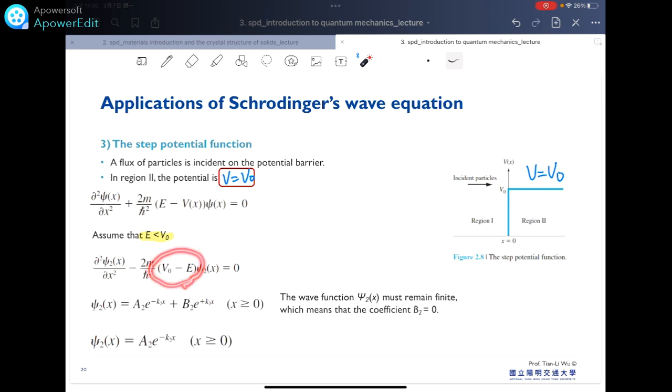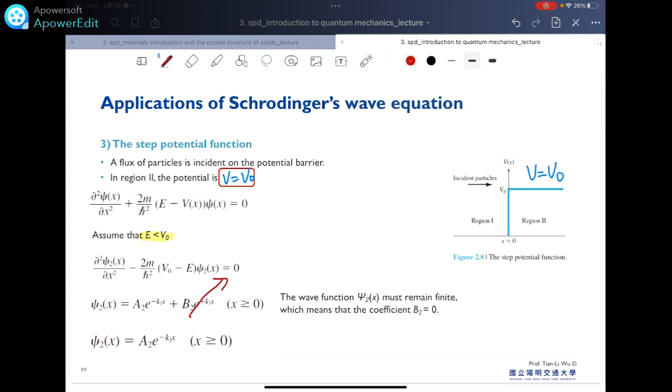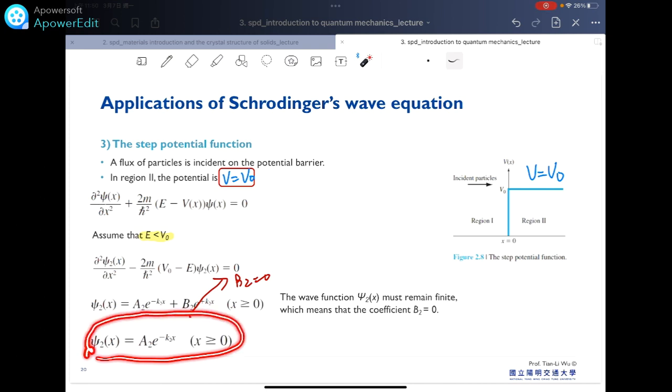Again, we can have these two solutions come out. The wave function phi 2(x) must remain finite. Therefore, this coefficient must be equal to zero, otherwise it will approach infinity because this is exponential in positive x. So B2 must be zero here. Finally, in region 2, we have this wave equation.